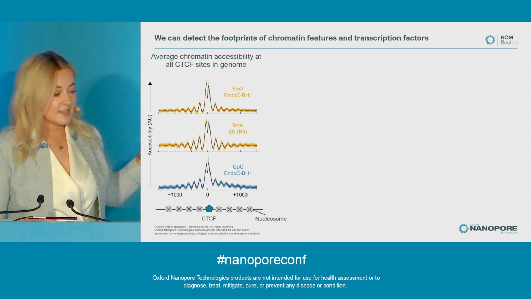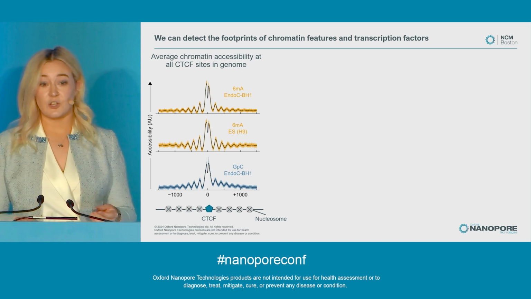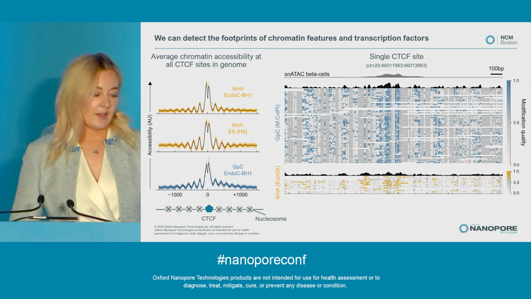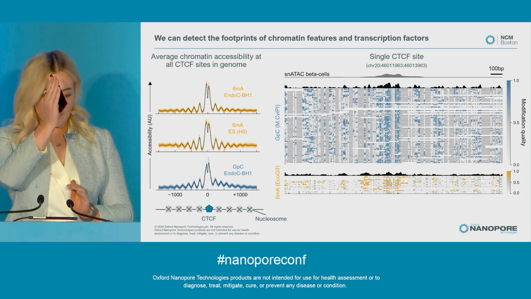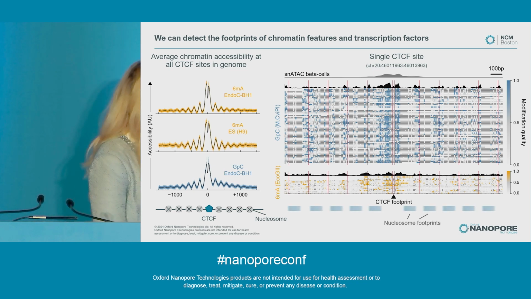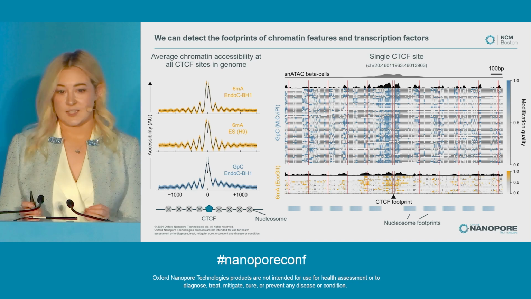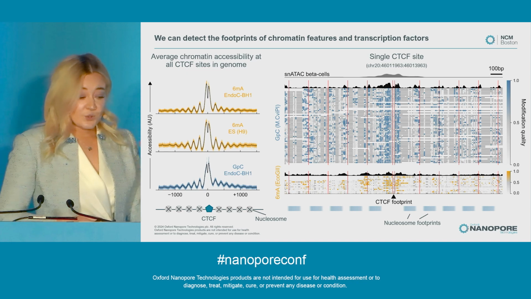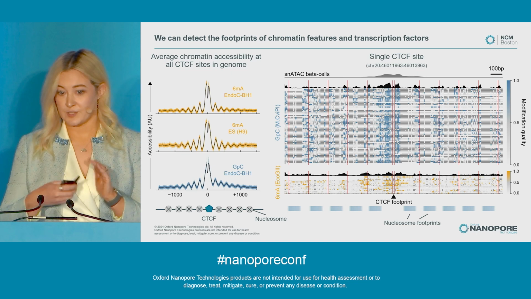So this is an average of all the CTCF sites. The really exciting bit is when we start to look at a single CTCF site. Again, here is our GpC methylation in blue and our 6mA methylation in orange. Right in the middle is where our transcription factor is bound, and that is where our footprint is. So you can see right in the middle is our CTCF footprint. There's no methylation there, but surrounding that is very strong methylation, so a lot of accessibility in these regions. But what was also really interesting is that we can also see the accessible and non-accessible regions, which are the nucleosome footprints as well.